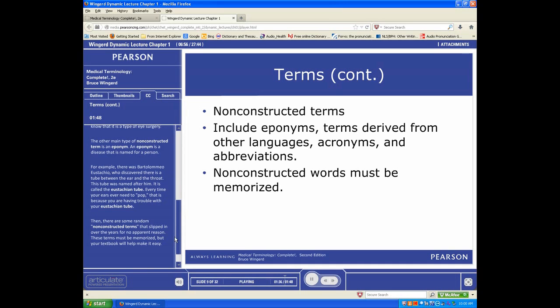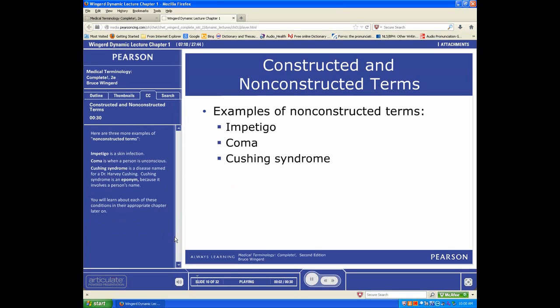Here are three more examples of non-constructed terms. Impetigo is a skin infection. Coma is when a person is unconscious. Cushing syndrome is a disease named for a Dr. Harvey Cushing. Cushing syndrome is an eponym because it involves a person's name. You will learn about each of these conditions in their appropriate chapter later on.